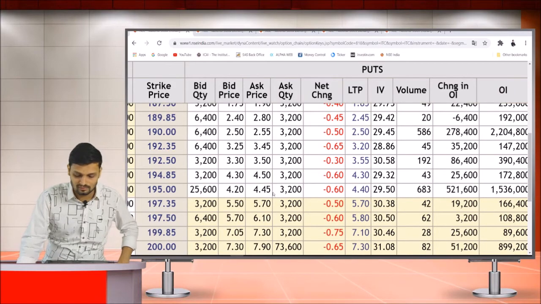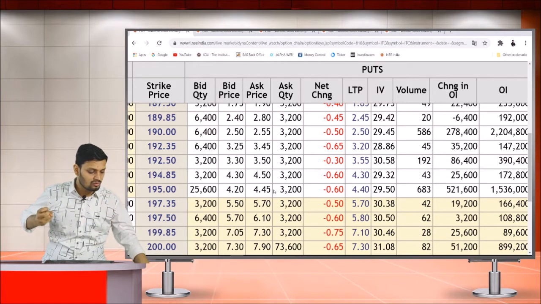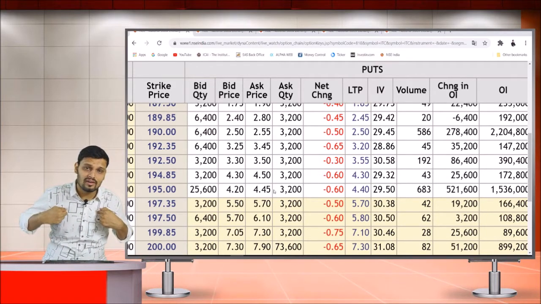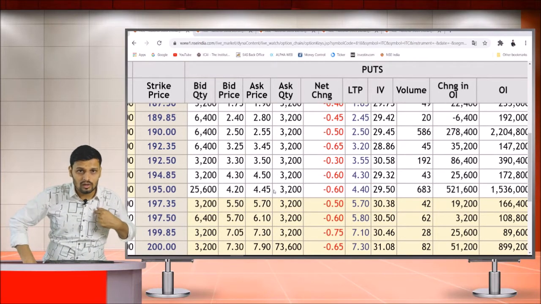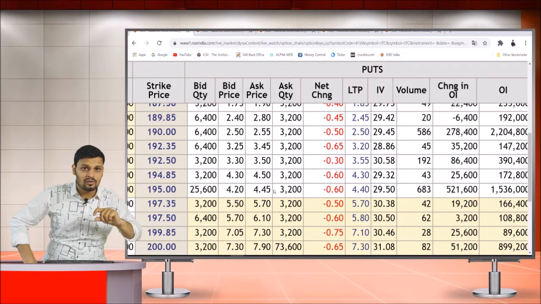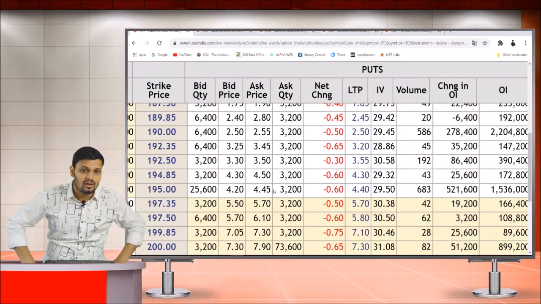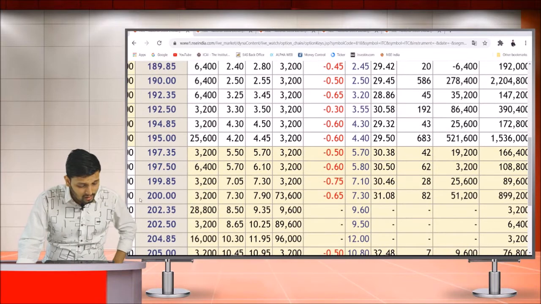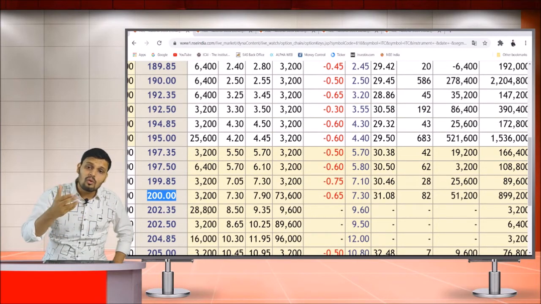Let me try to explain this. From the put option point of view, the buyer of put option is having the right to sell. Don't use the term buyer, use the term holder. Holder of put option is having the right to sell. If he wants the right to sell at 200 rupees, the current market price is 196. Already 4 rupees in the money.